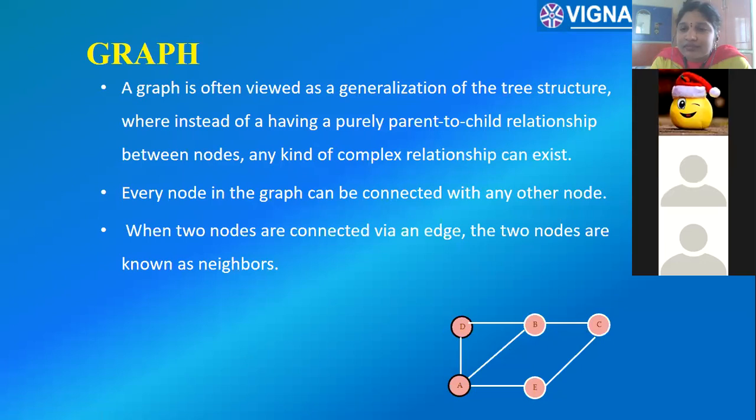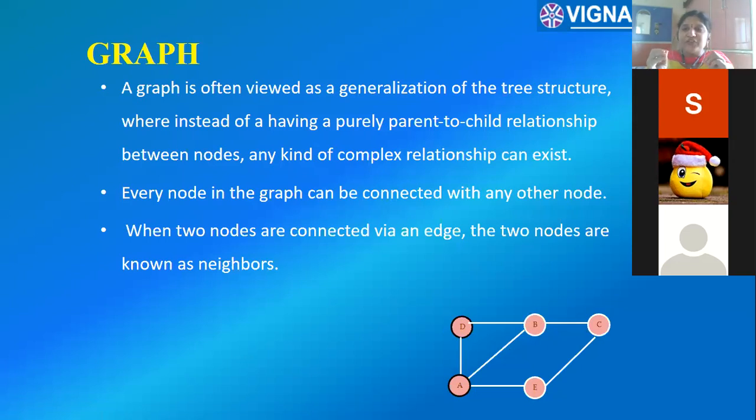So here, a graph can be defined as a set of vertices. What is the vertex set V now? In my graph, what is the vertex set? A, B, C, D, E is the vertex set, isn't it? A collection of vertices.